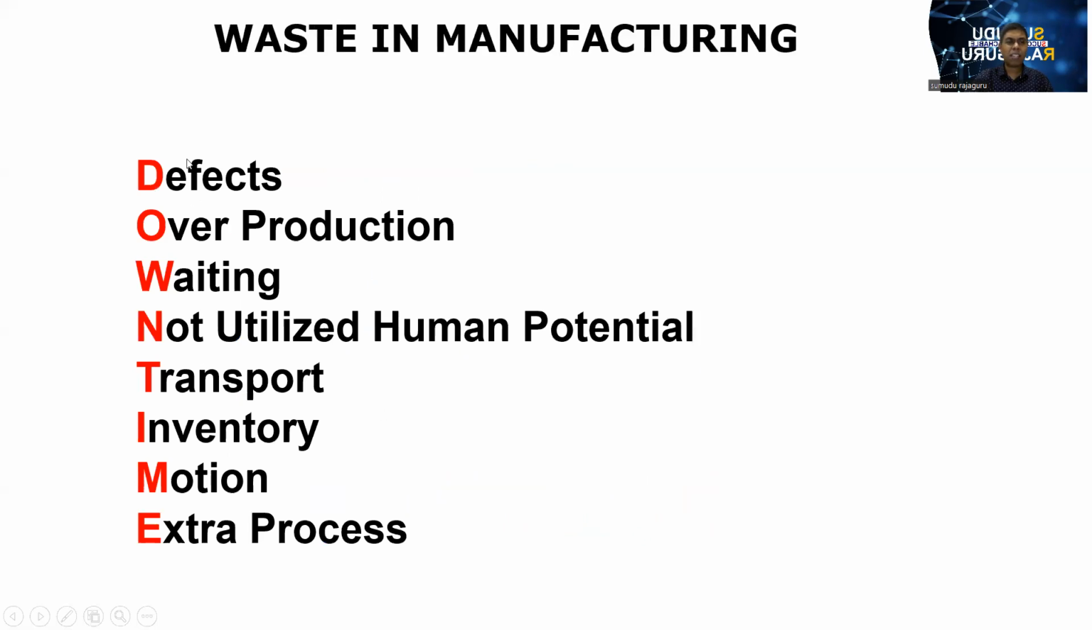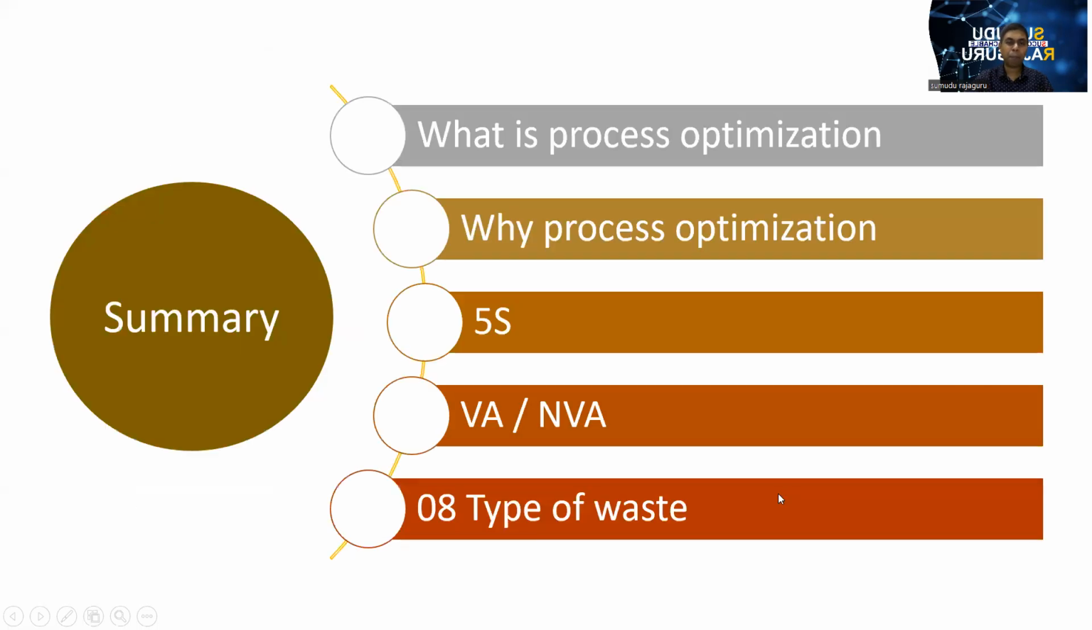And also this is another way: downtime, defect, overproduction, waiting, not utilized human potential. Previously, it was discussed like skill, transportation, inventory, motion. In the previous way, it was called overprocess. Here, extra process. Same thing, same thing.